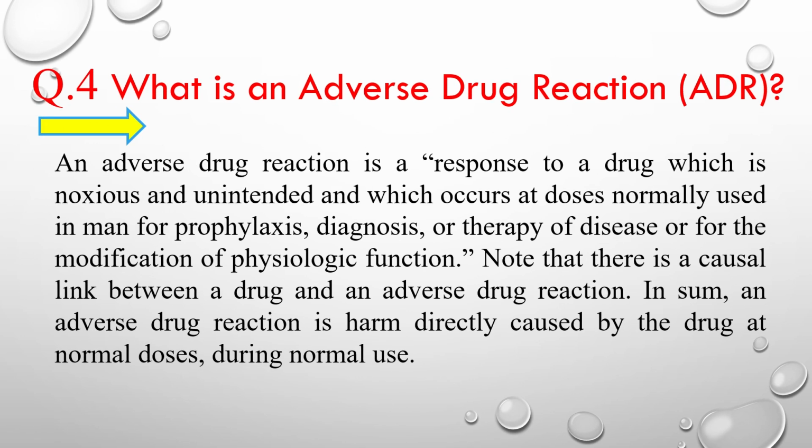Question number 4. What is an adverse drug reaction, ADR? An adverse drug reaction is a response to a drug which is noxious and unintended and which occurs at doses normally used in man for prophylaxis, diagnosis or therapy of disease or for the modification of physiologic function. Note that there is a causal link between a drug and an adverse drug reaction. In sum, an adverse drug reaction is harm directly caused by the drug at normal doses during normal use.